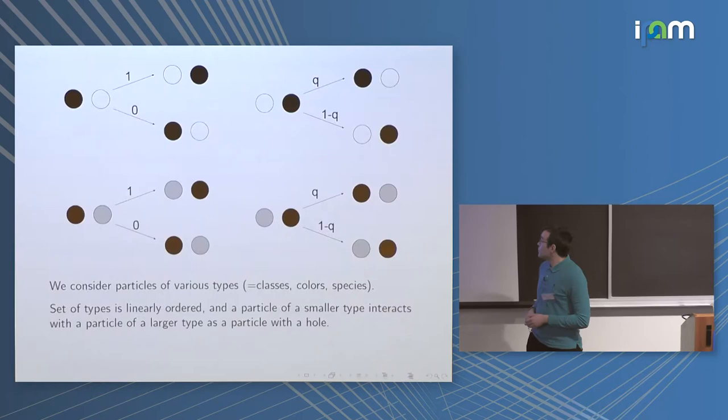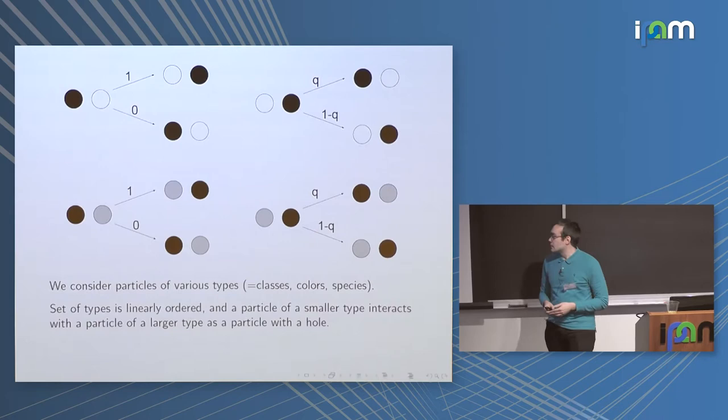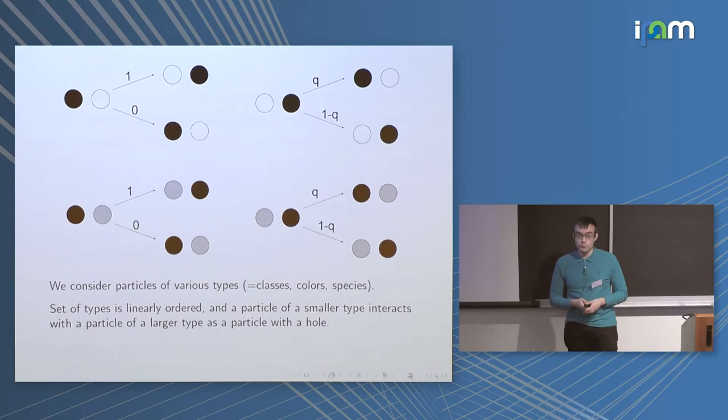But my talk will be more connected with a somewhat larger object, which allows not only particles and holes, but actually several different classes of particles. So it's various types of particles, various species, various colors. I will use all of this in order to confuse you. How to define such a process?